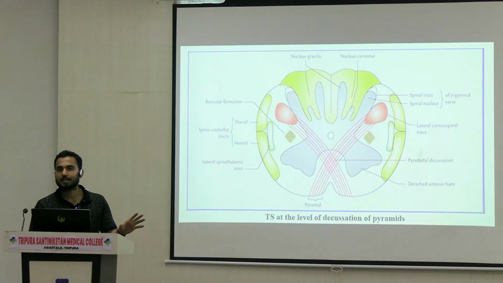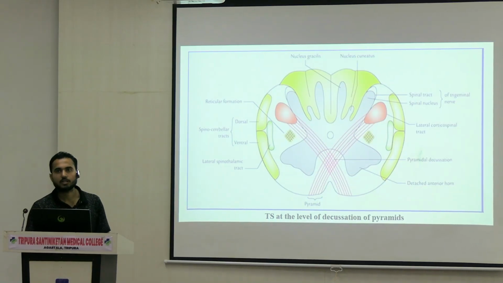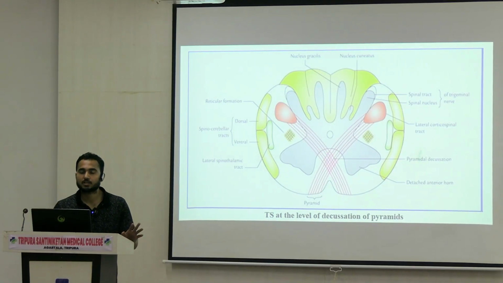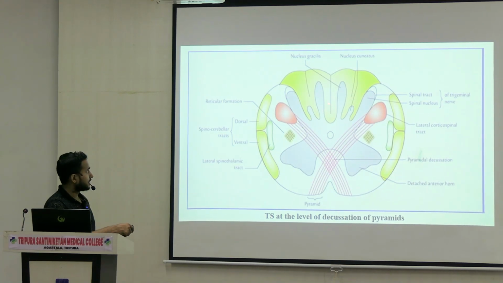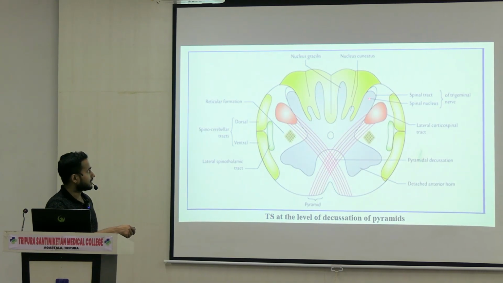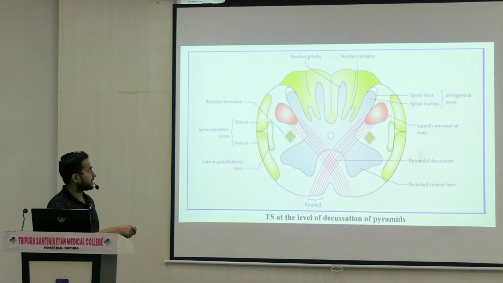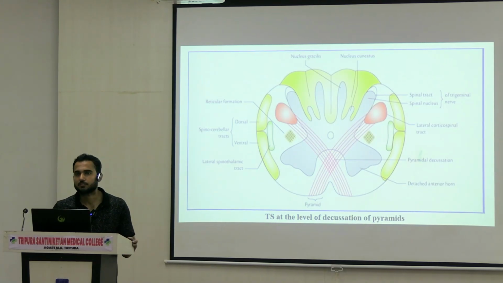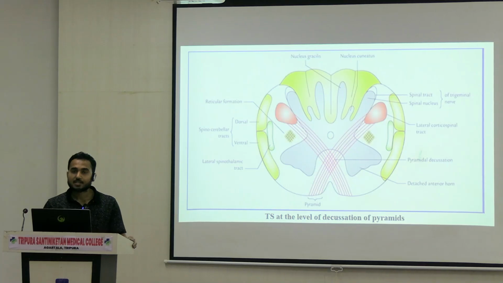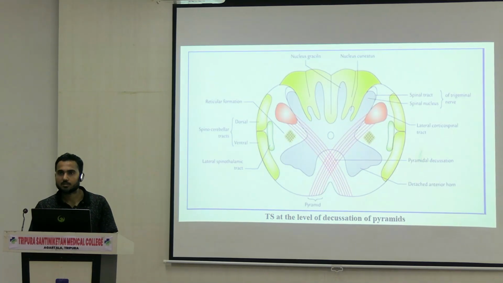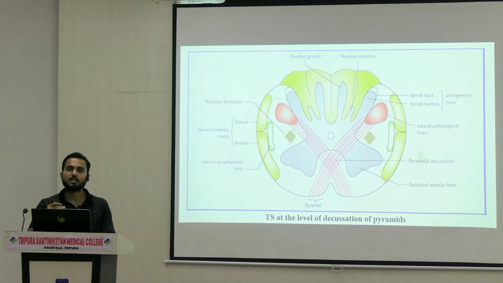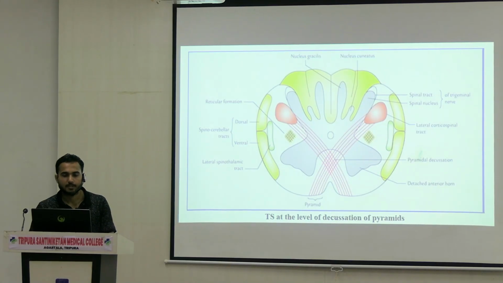So gray matter at this level is very simple. Only three nuclei are seen. What are these? Nucleus gracilis, nucleus cuneatus, and the spinal nucleus of the trigeminal nerve. And here you can see this is the spinal tract of the trigeminal nerve. Next, other nuclei are also seen, but the way to study those nuclei is different, and I am coming to that.